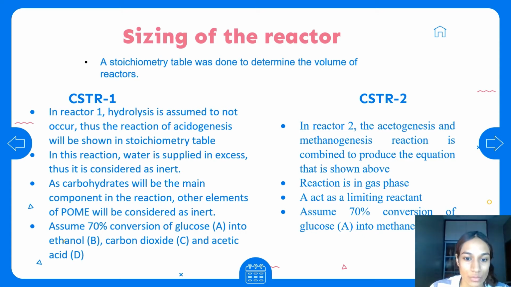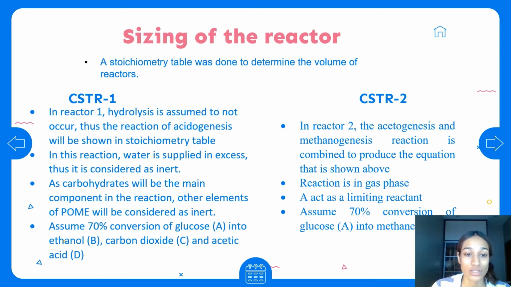In CSTR1, the stage carried out was acidogenesis, while in CSTR2, there are two stages carried out, which include acetogenesis and methanogenesis. Before continuing with the calculations, a few assumptions have been made for both reactors. In reactor 1, hydrolysis is assumed to not occur. Thus, the reaction of acidogenesis will be shown in the stoichiometry table.